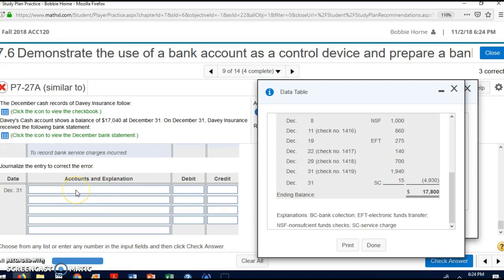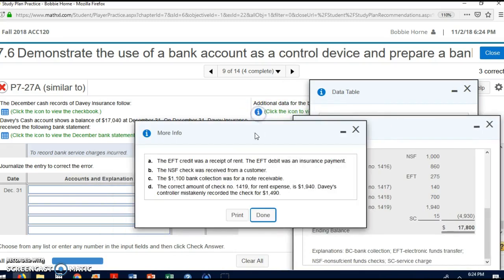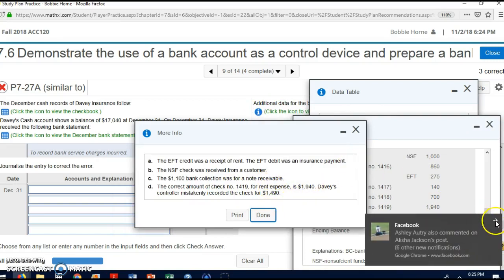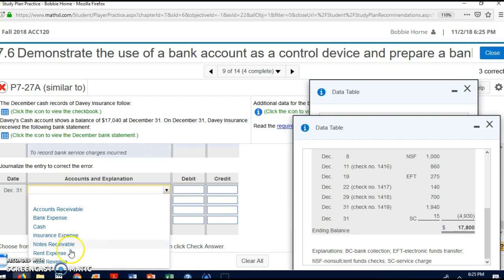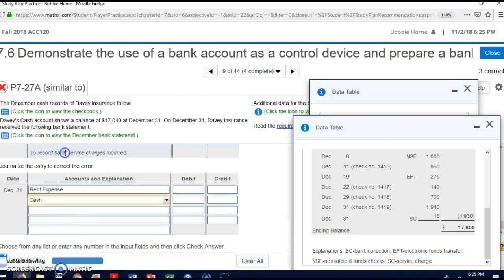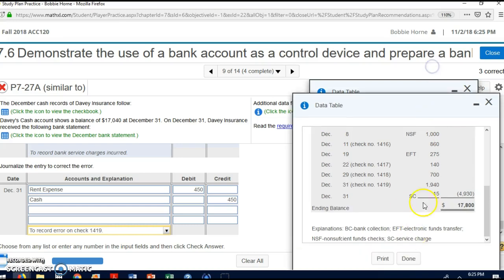And then to correct the error, let's see what the error was for, rent. So it was a $450 error. So we would do that, to record error on check 1419.